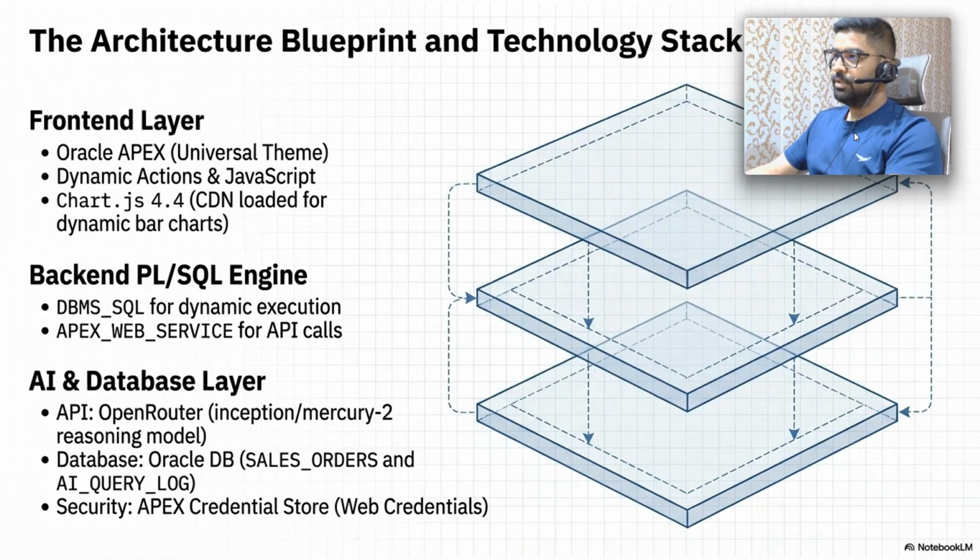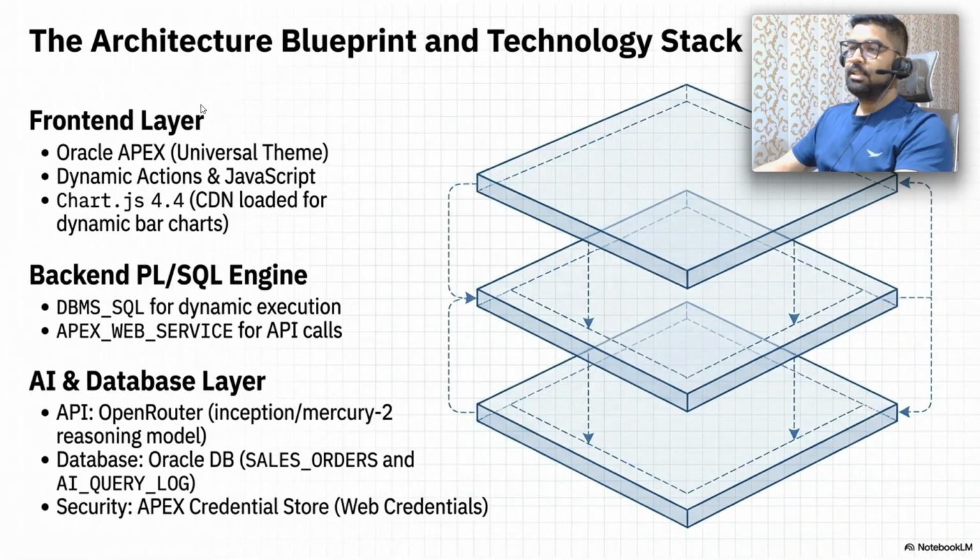Then see over here, the architecture, blueprint, and technology stack. Front end layer: you already know about Oracle APEX Universal Theme, then dynamic actions and JavaScript. Chart.js is loaded from a CDN for a dynamic bar chart over here. We use this when creating a chart with our code. Then we have the backend PL/SQL engines, DBMS, and APEX web services for calling the API.